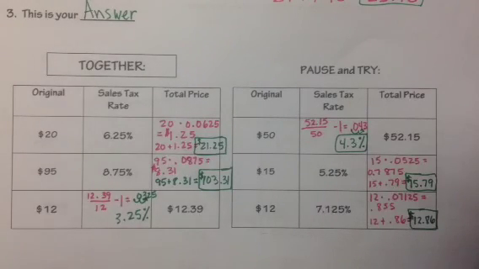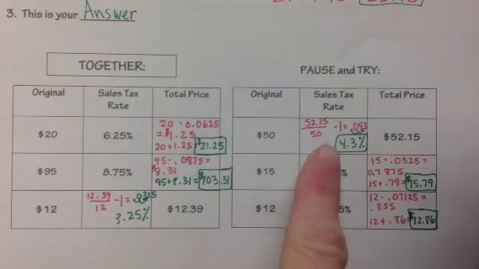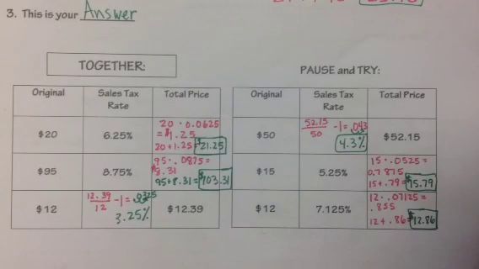Okay, here are your pause and try answers. So the first one, you notice that I had to use percent of change because I was missing the percent. And then I just multiplied the other two and added them back in.